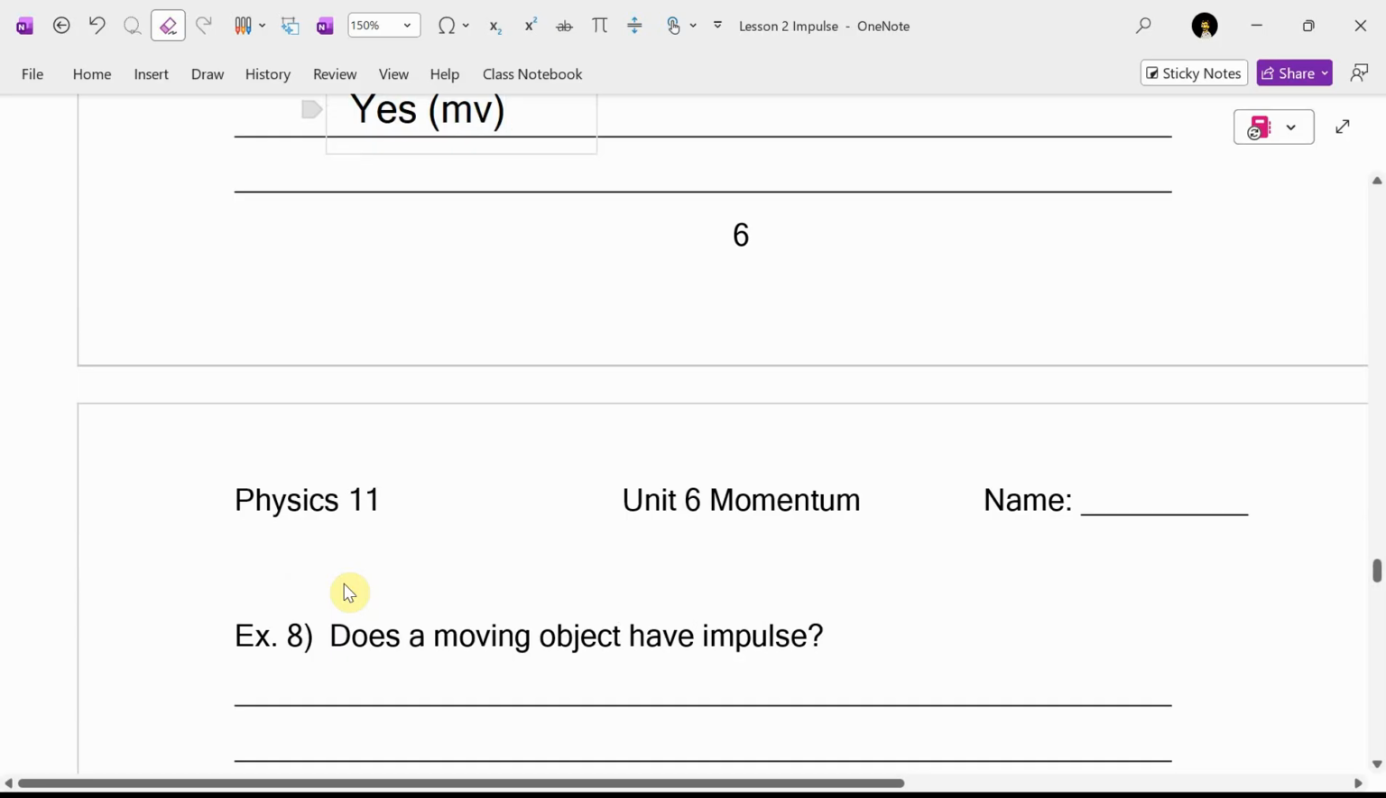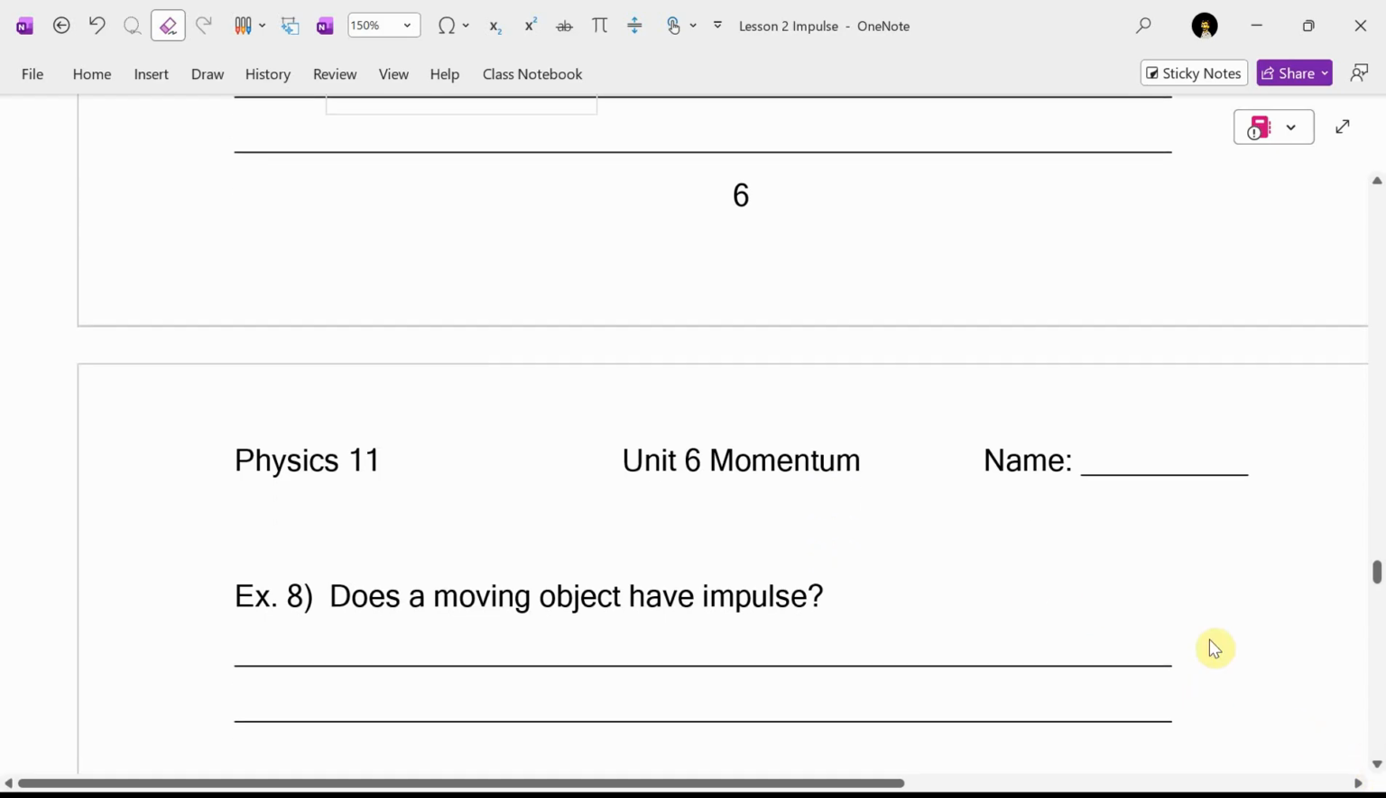Does a moving object have impulse? What's impulse? The very first line from this lesson. Thank you for somebody being clever enough to go look at the very first line of the lesson. A change in momentum. Does a moving object have a changing momentum? Only if what? Speeding up or slowing down. Only if it's accelerating. In fact, you know what? Only if there's an unbalanced force. That's why one way to think about impulse is a force times a time.